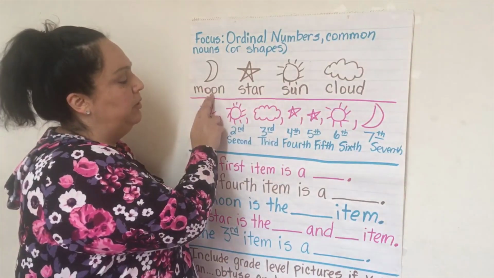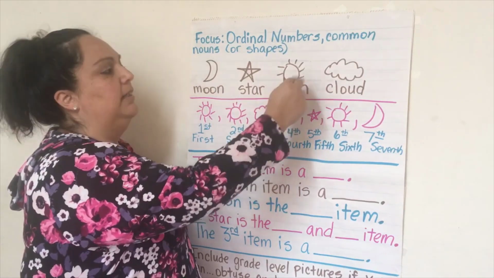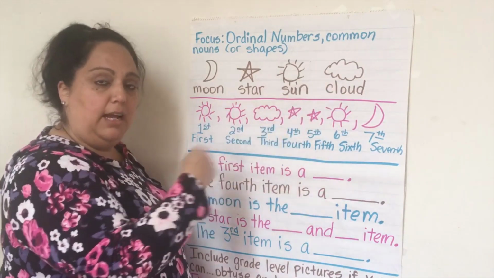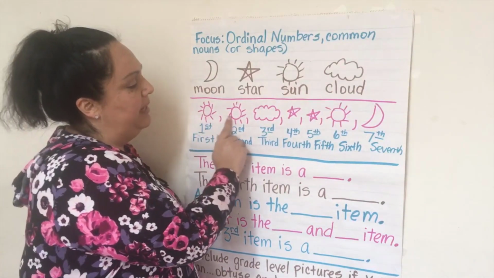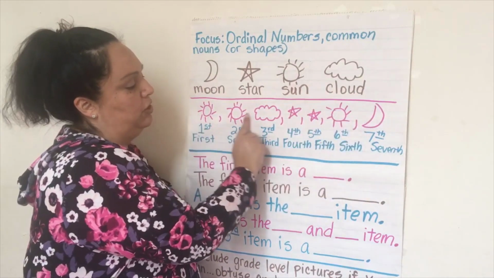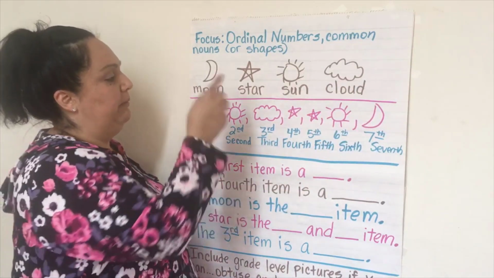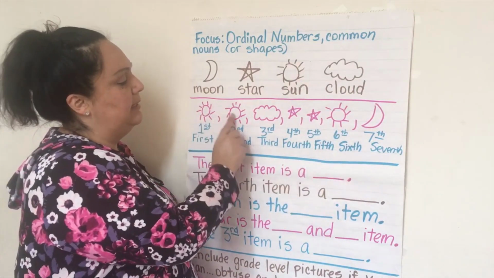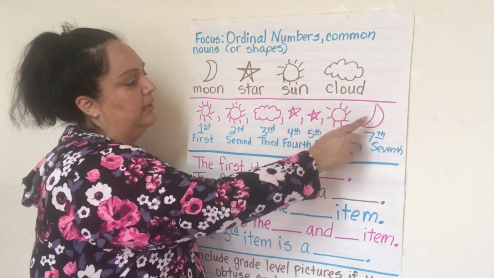So moon, repeat after me, star, sun, cloud, go over it various times. And then I'm going to go ahead and use those objects and I'm going to put them in order, in like a line order, so we could practice ordinal numbers, and it's going to be random. So here we could go over this again. Sun, sun, cloud, star, star, sun, moon.